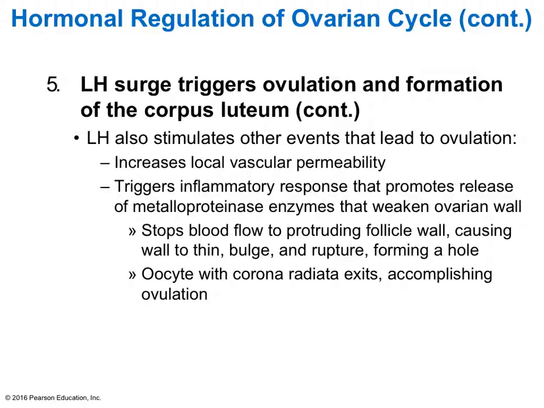Also, luteinizing hormone is going to increase the vascular permeability around the follicle. It's going to trigger a localized inflammatory response. It involves the release of metalloproteinase enzymes, and these metalloproteinase enzymes are going to weaken the ovary wall. And this is going to cut back on the flow of blood to the follicle. So the wall is going to immediately begin to thin. It's going to rupture from the ovary, and then the oocyte is going to get ejected.